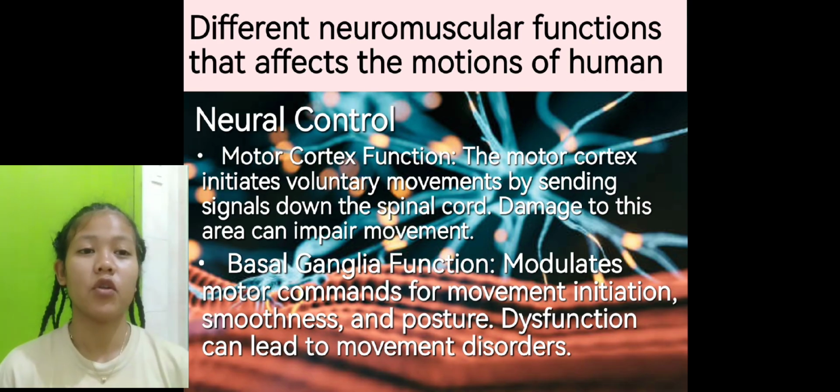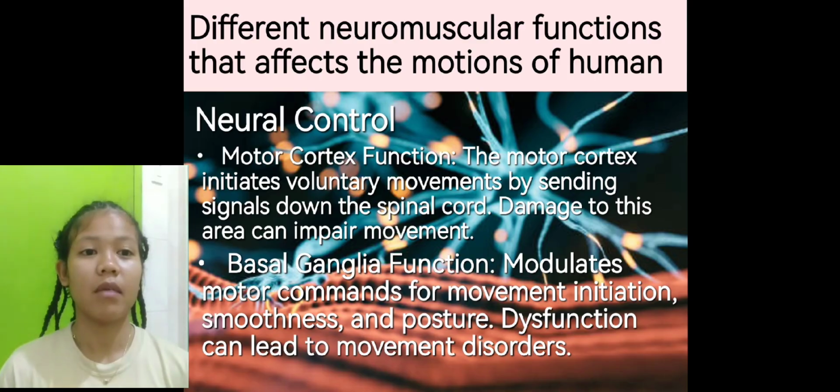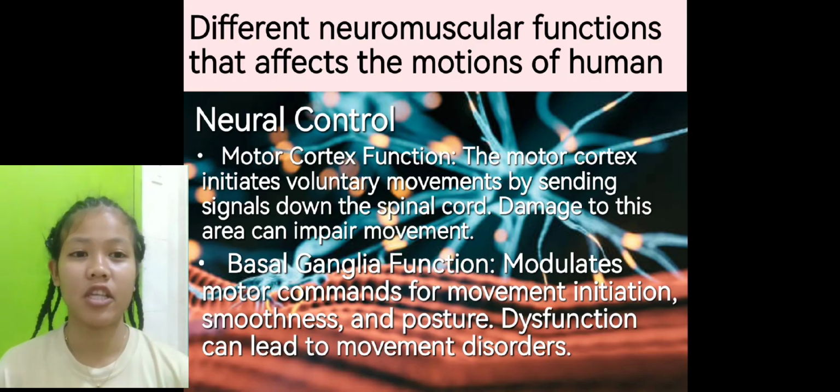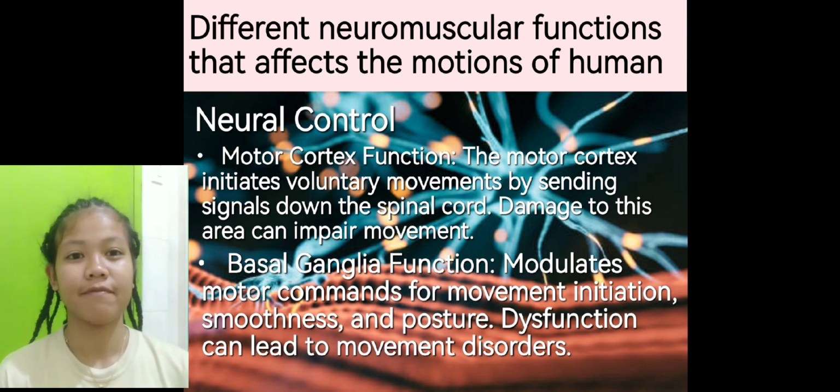So we have different neuromuscular functions that affect the motions of the human. First, we have neural control, motor cortex function. The motor cortex initiates voluntary movement by sending signals down the spinal cord. Damage to this area can impair movement. The basal ganglia function modulates motor commands for movement initiation, smoothness, and posture. Dysfunction here can lead to movement disorders.